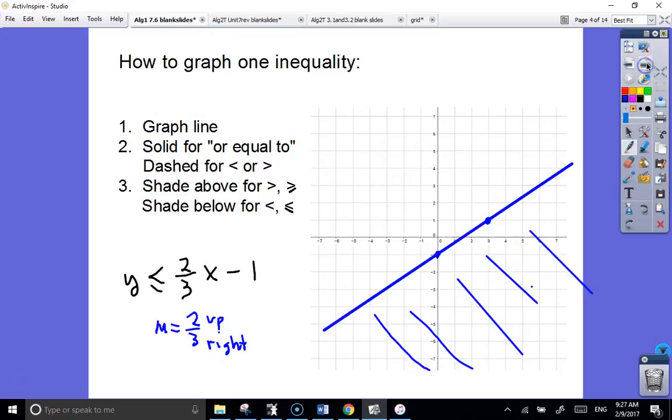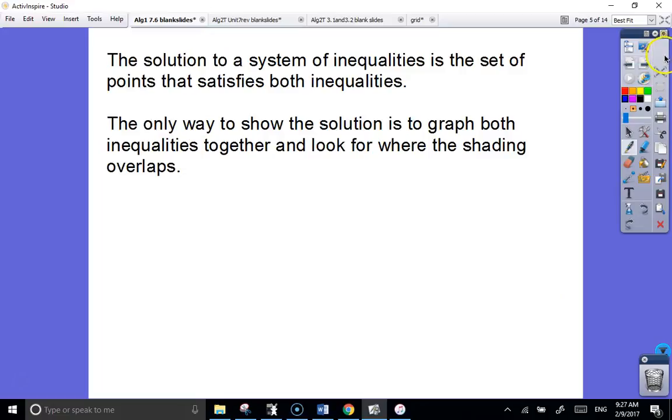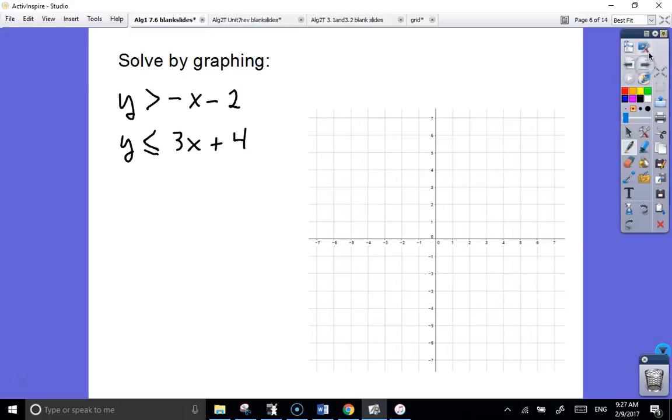So before you can do a system, you have to be able to graph one. And the only way to really express the answer to it is the graph. There's no other way to say what it is other than to graph it and show where the lines are and where the shadings are. So here's an example. In both of these, they are solved for y, so at least we don't have to take that step.